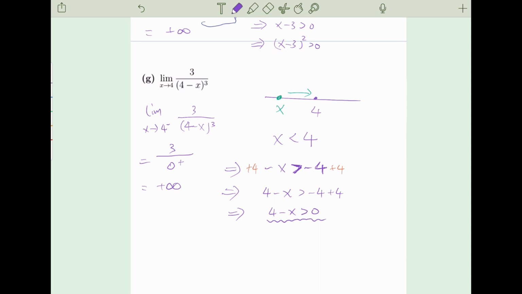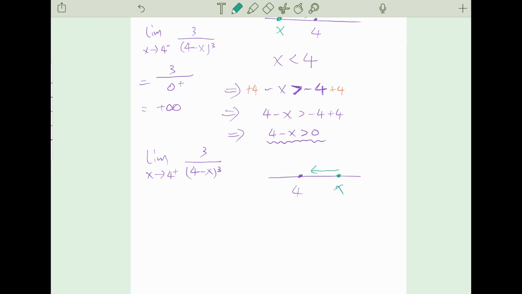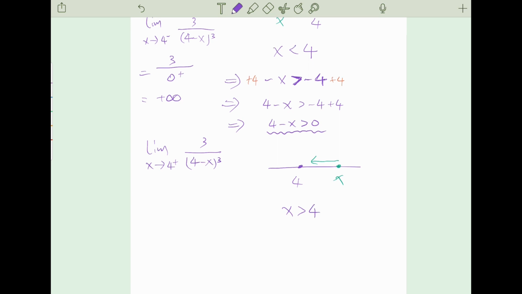And for our right limit, do it the same way. 3 divided by 4 minus x to the 3. Okay, number line, 4 here. X is here, on the right side, approaches 4. And now we have x greater than 4 because it's on the right side. And to multiply -1 on both sides, we need to switch the direction of the inequality. So we have -x less than -4.